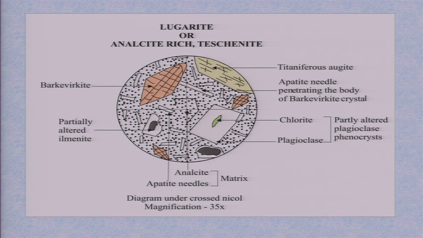which contains few crystals. The crystals are barkevikite, a mineral, then titaniferous augite, apatite, chlorite, plagioclase and partially altered ilmenite. These are the minerals which are often found in the lugarite or analcite-rich teschenite.